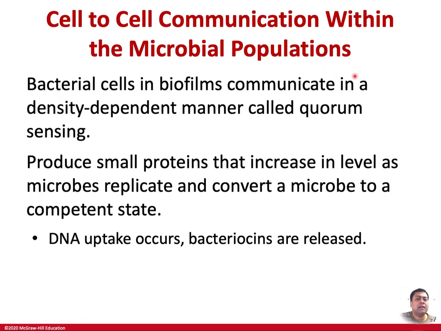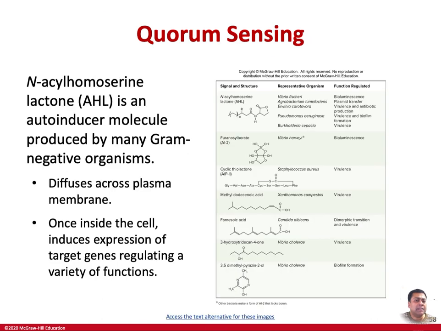Cell-to-cell communication within microbial populations is a very interesting area of study, and the bacterial cells in biofilms communicate in a density-dependent manner, which is known as quorum sensing. They produce small proteins that increase in level as microbes replicate and convert a microbe to a competent state. And in this case, DNA uptake occurs and bacteriocins are released. So we are going to talk about this in a second.